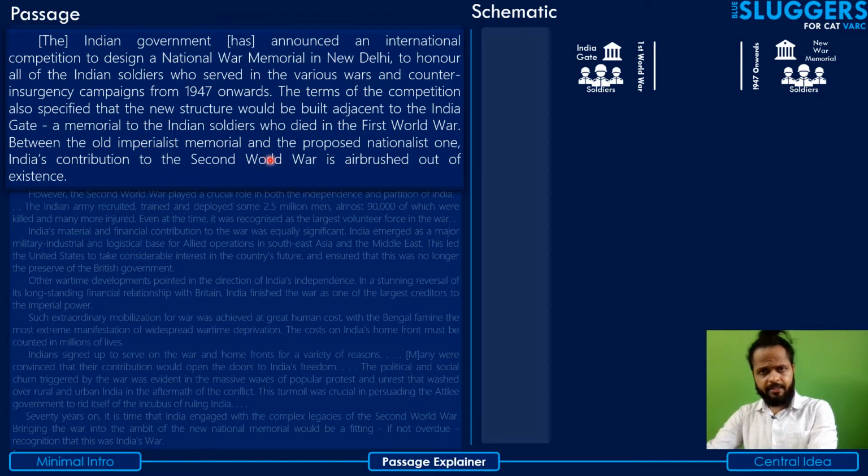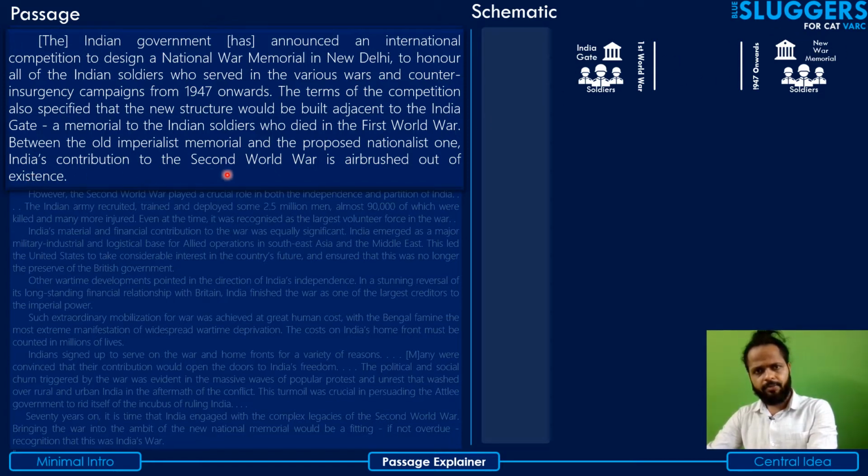Let's see what the author says next. Between the old imperialist memorial, that expression is a reference to the India Gate. Imperialist because it was built during the time of the Britishers, who were the imperialists, who had colonized us. And the proposed nationalist memorial, nationalist because the memorial is being built for after we got freedom, for the nation, for India as a free nation. So nationalist memorial is a reference to this.